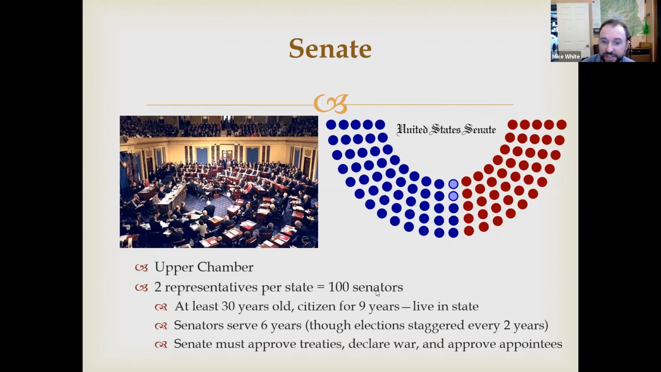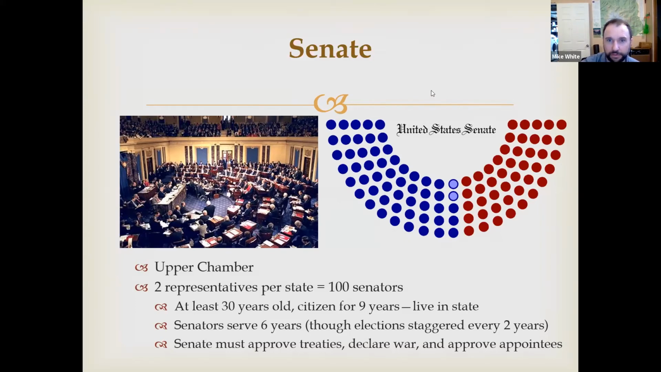Senators also serve 6-year terms instead of the 2-year terms. And it says here, those elections are staggered every 2 years. So what that means is there is never a situation where one state has both Senate seats open, right? So in other words, they stagger them every 2 years. And so you're not voting for both Washington Senate seats on the same election. Okay? And the Senate must approve treaties. They ultimately declare war and approve appointees. Okay, so that's kind of their roles.